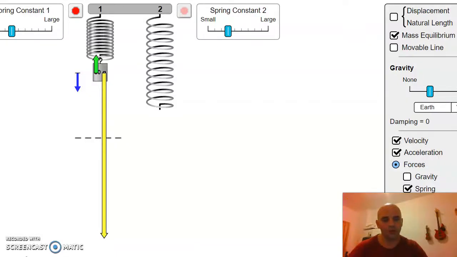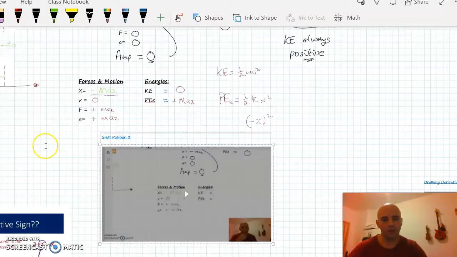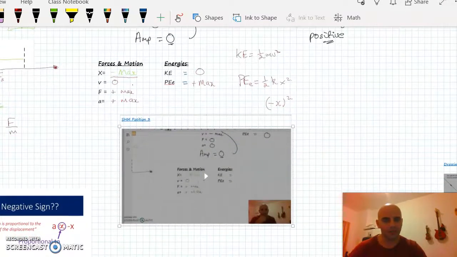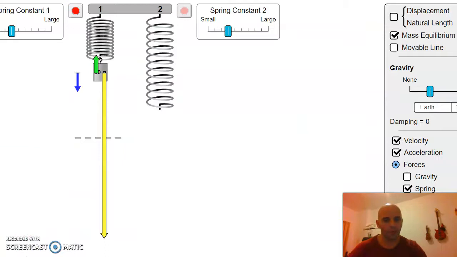Okay, just to follow on from what we were looking at on OneNote. I'm going to come back to the simulation that I was looking at earlier on, and I've switched it now from the energy lab to the vectors lab.